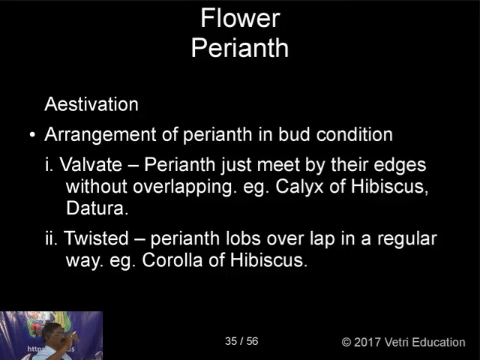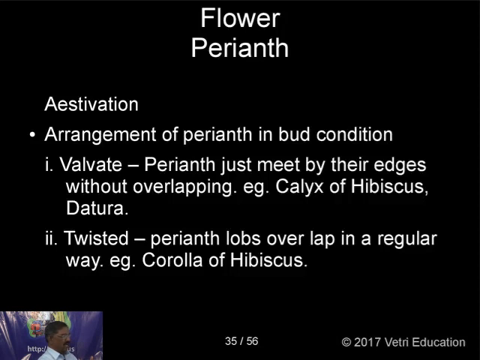Next, another very important topic, that is aestivation. This is important for second year taxonomy. Aestivation is nothing but the arrangement of perianth in bud condition. The arrangement of sepals and petals in bud condition is called aestivation. In this, the first one is the valvate. Valve means door. Here the perianth lobes just meet by their edges without overlapping. Example, calyx of hibiscus.